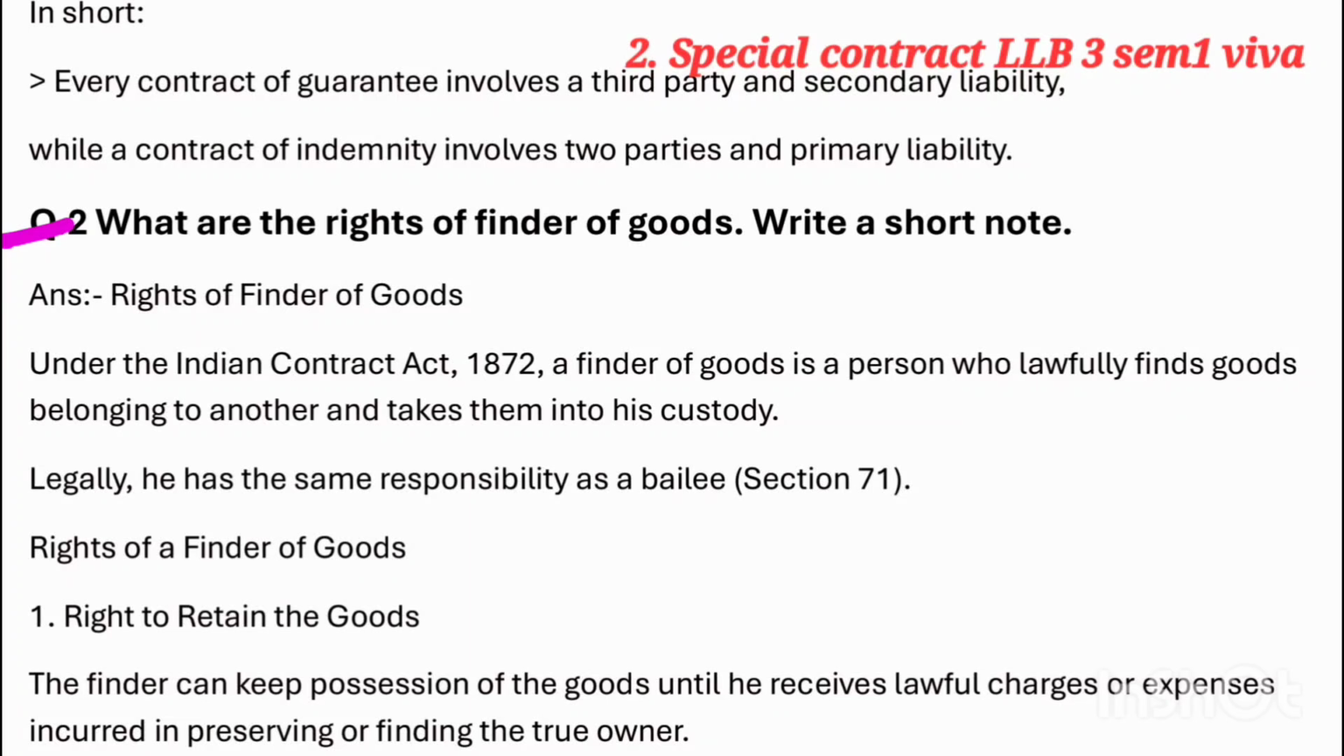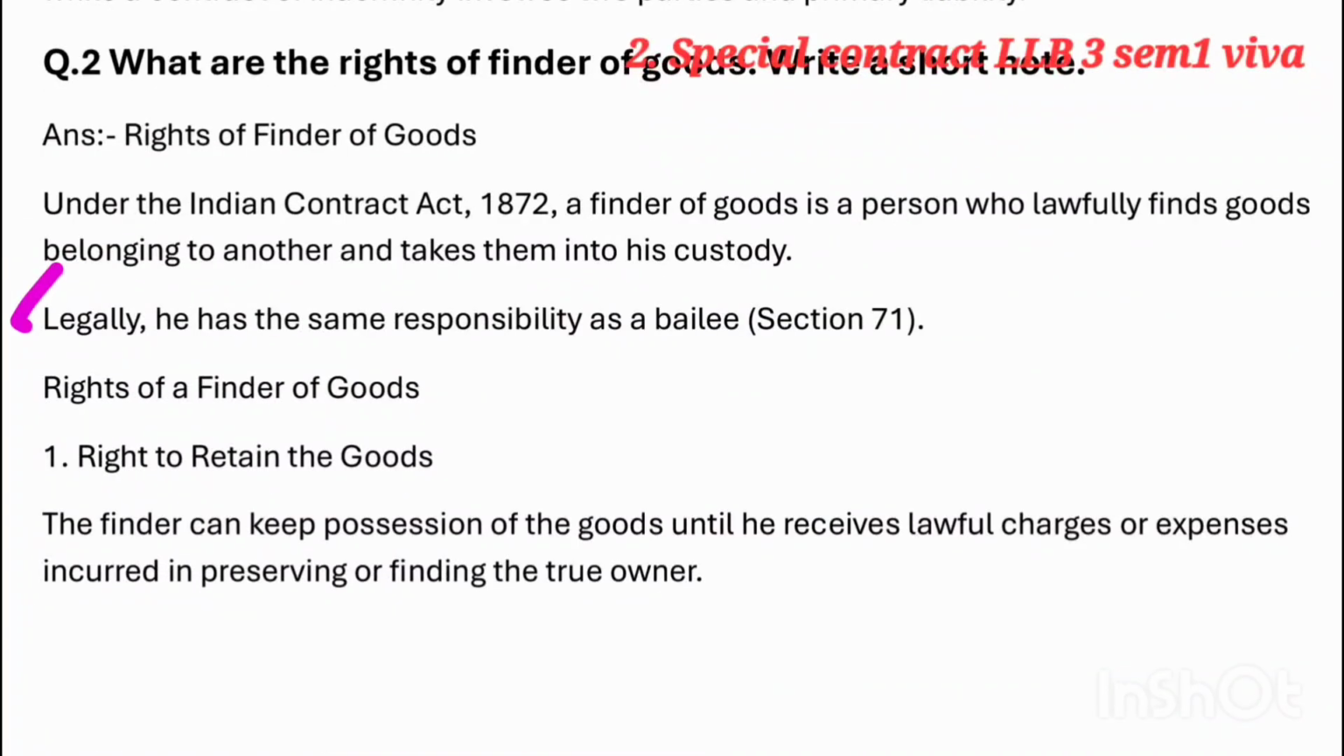Write a short note on: what are the rights of a finder of goods? Rights of finder of goods. Under the Indian Contract Act 1872, a finder of goods is a person who lawfully finds goods belonging to another and takes them into his custody. Legally, he has the same responsibility as a bailee, Section 71.